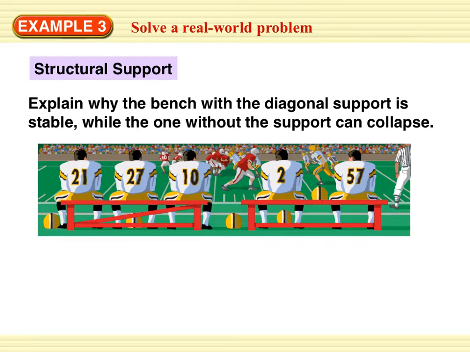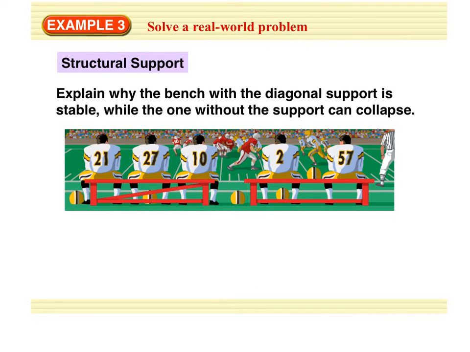All right, our last slide. And this is a real world example, and it wants us to explain why the bench with the diagonal support is stable while the one without the support can collapse. Anybody have any ideas here?